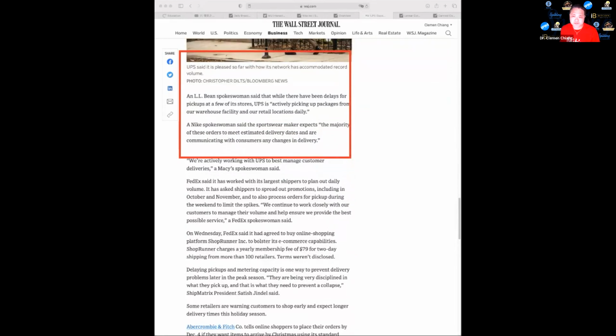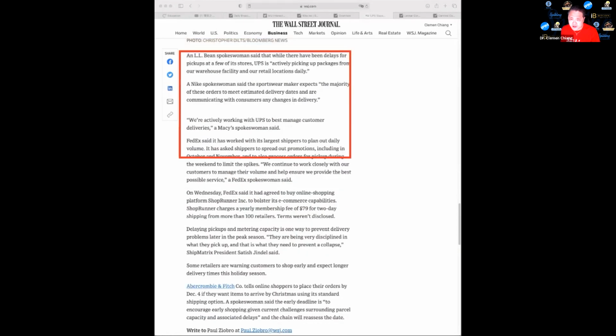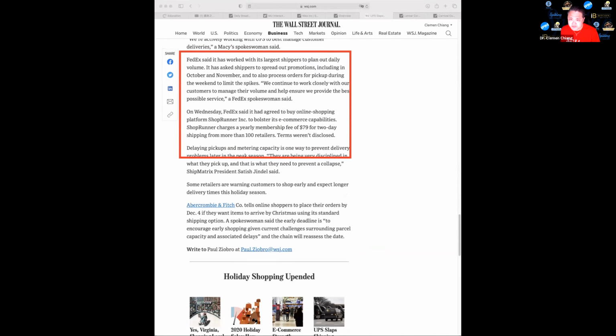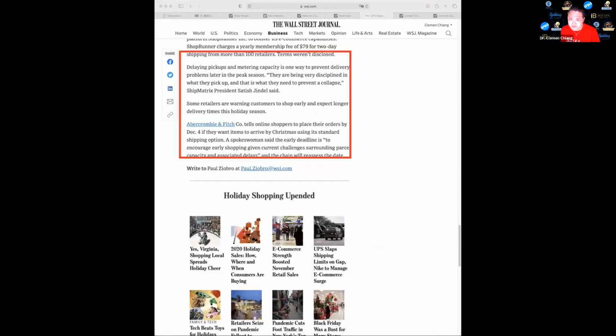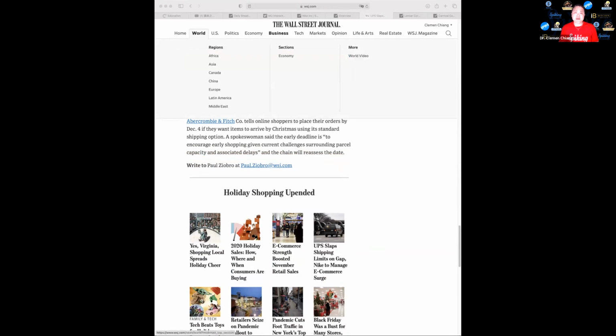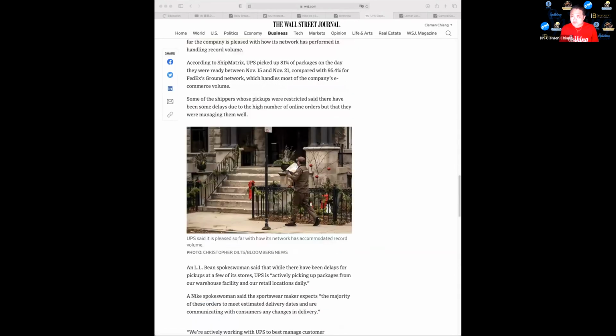Here we go. A Nike spokeswoman said, the sportswear maker expects the majority of these orders to meet estimated delivery dates and are communicating to consumers any changes in delivery, all right? So Nike is still smooth on the operational side of things. No problem. Okay, we are done on this article. We spent a lot of time on this article.